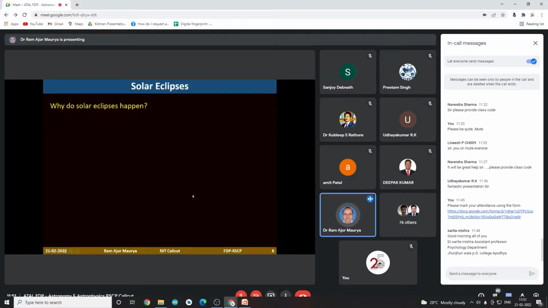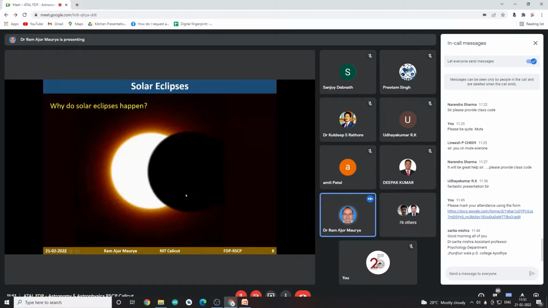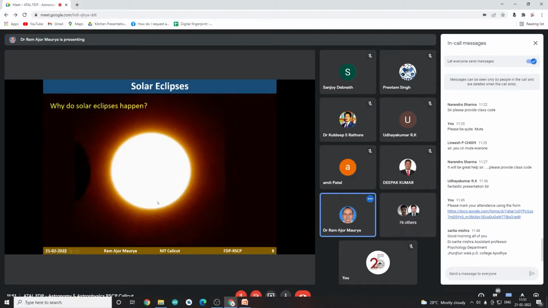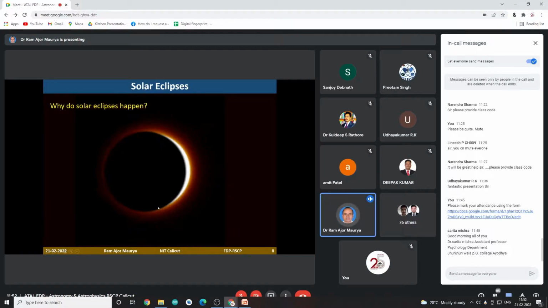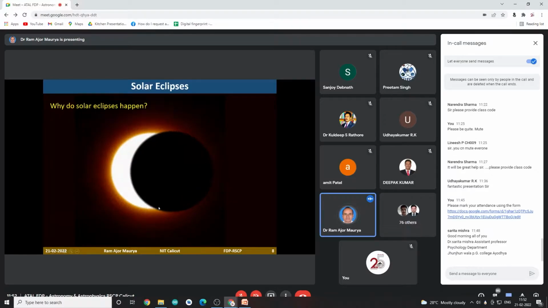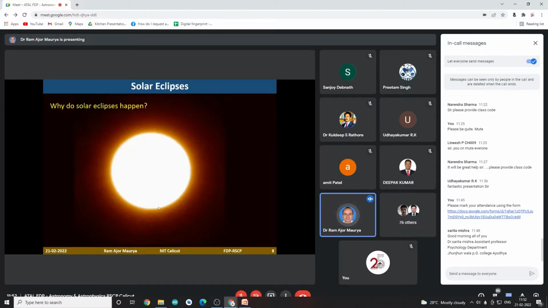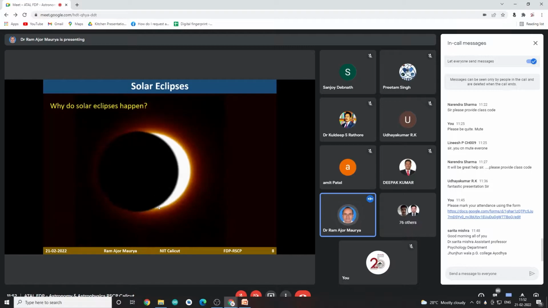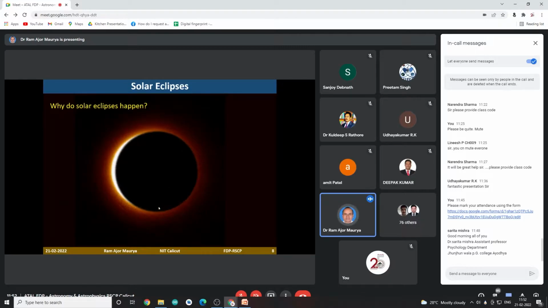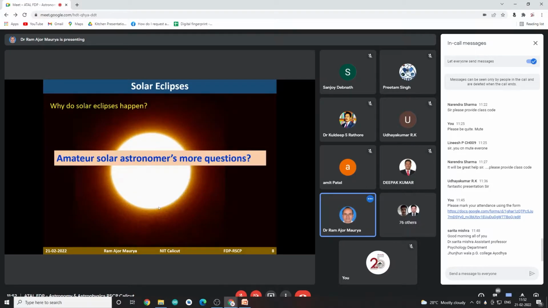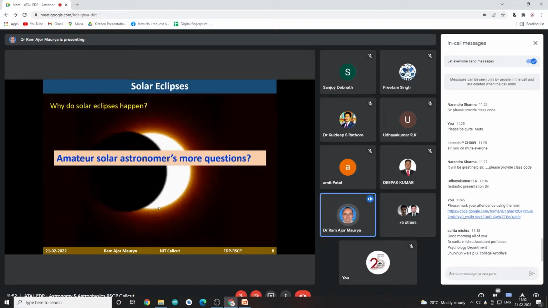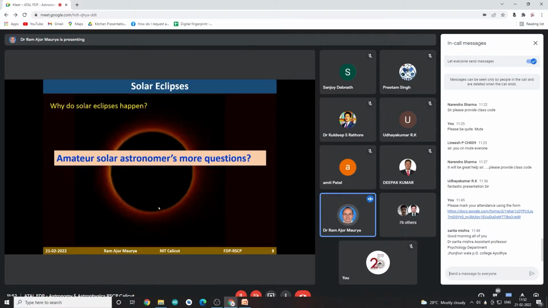Then, why do solar eclipses happen? This we know, it's very simple. But from solar eclipse observations, we can derive a lot of information about the solar atmosphere. So that way, this is interesting. There may be some more questions from a solar astronomer.